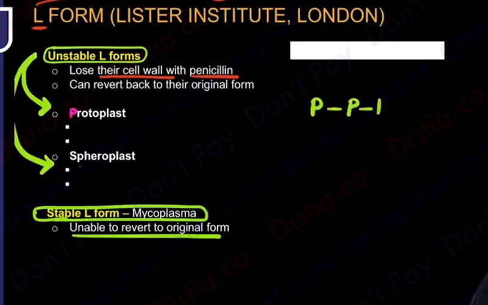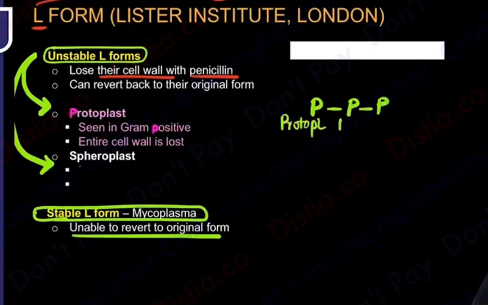Remember, protoplast is seen in gram positive, and the whole cell wall is lost. Whole means entire cell wall is lost. Did you get the mnemonic? When you're talking about a protoplast, it is seen in gram positive organisms, and the whole cell wall is lost. So remember, protoplast positive, whole cell wall.